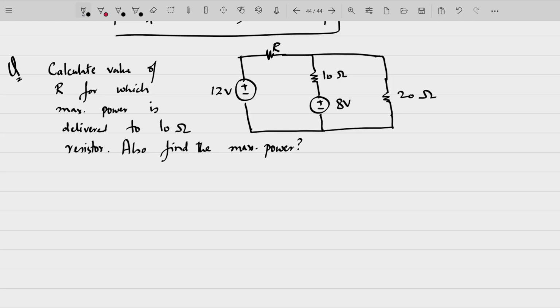So which is the variable load here, and across which point do you have to find the Thevenin equivalent? You have to find the Thevenin's equivalent across this 10 ohm resistor. But one thing you know here is that RL is given, it is 10 ohms. That means you already know that RTH is 10 ohms. Now find RTH in this circuit, equate that to 10 ohms. From there you will get the value of R.